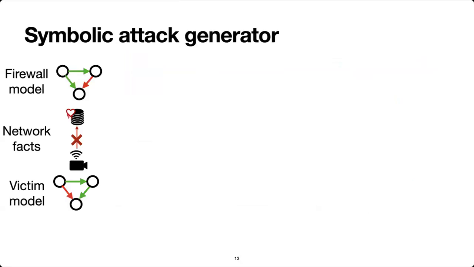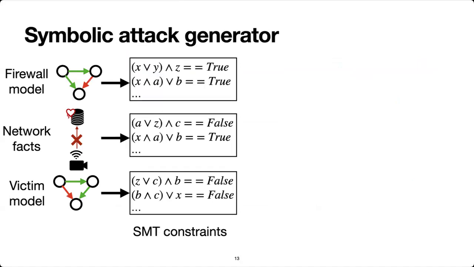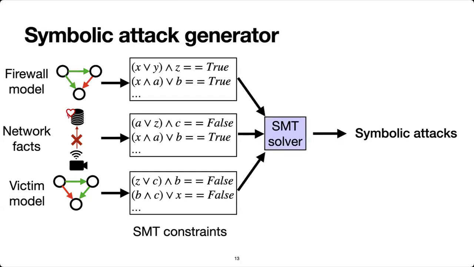So given this ensemble of firewall models that have been generated, the symbolic attack generator takes these models as input, and it also takes certain facts about the network deployment as well as the victim model that I specified earlier as input. It converts all of these to SMT constraints, and then it considers the attacker goal that has been specified by the operator, feeds all of these to an SMT solver, and generates symbolic attacks.